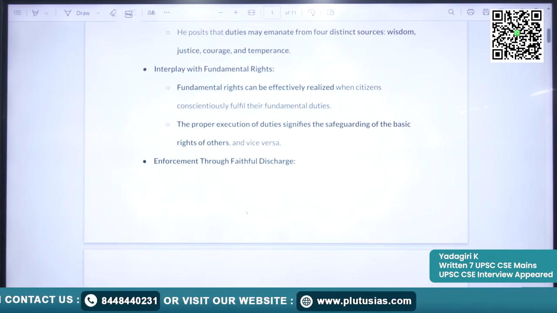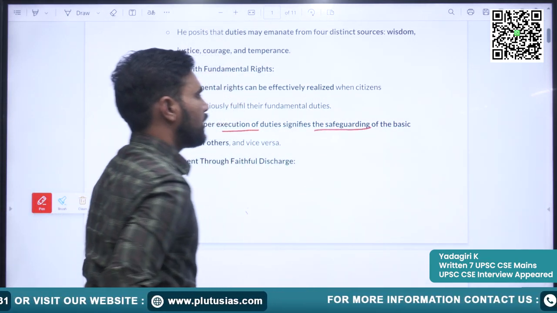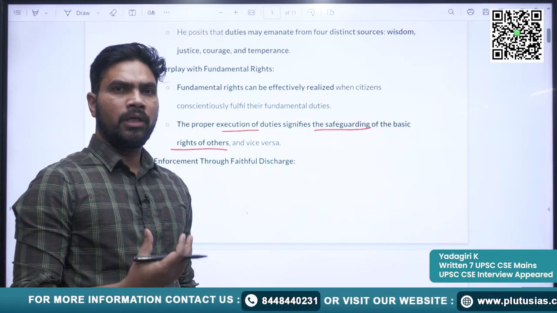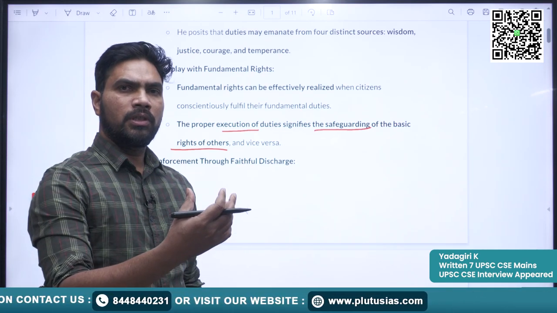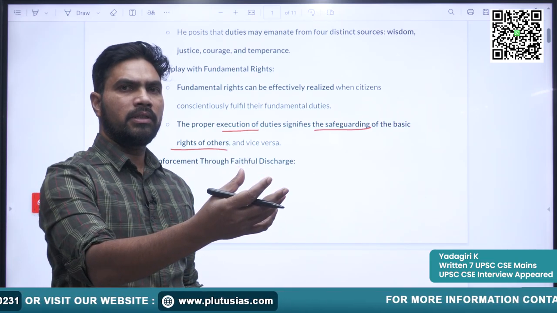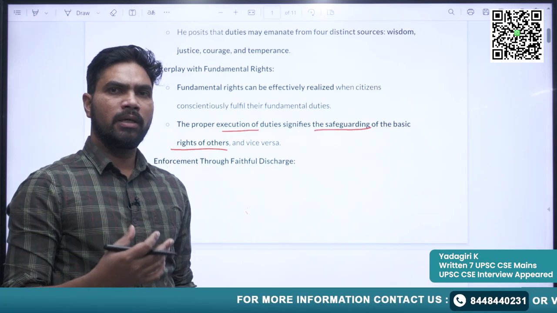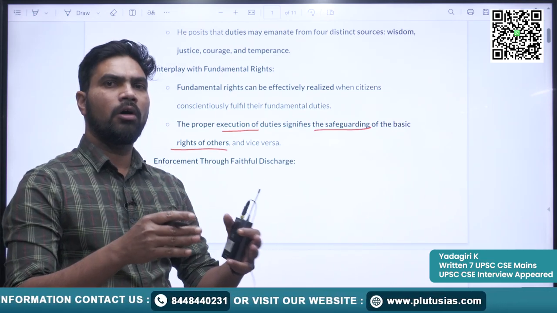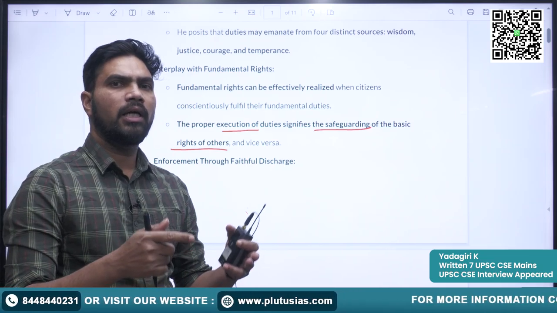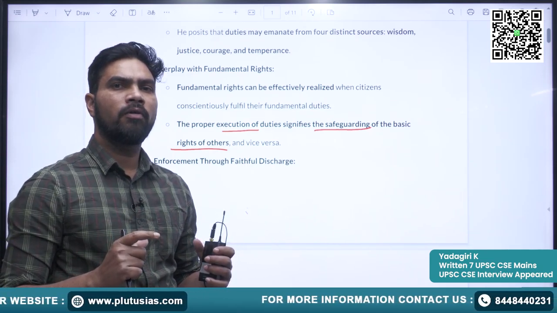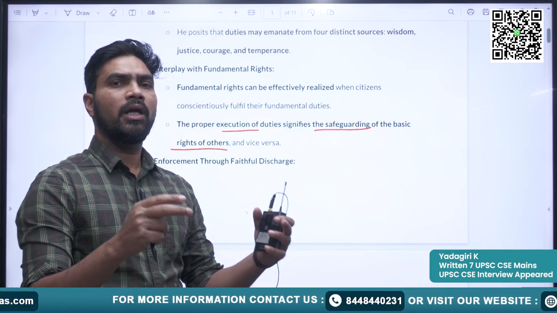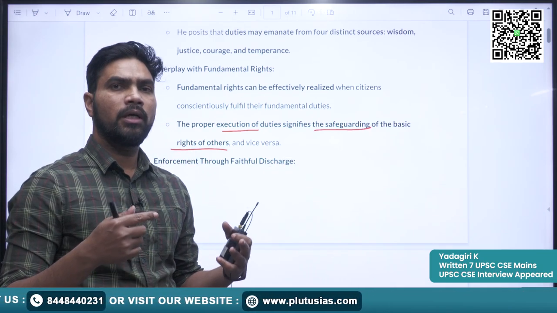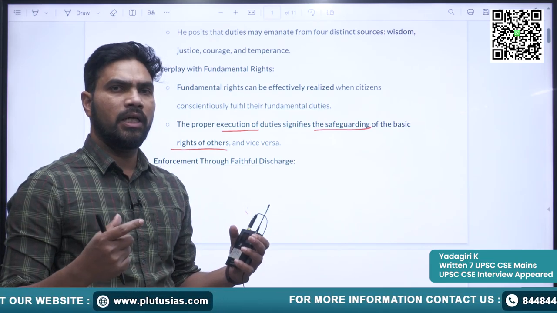Next, a proper execution of duties signifies the safeguarding of basic rights of others. So what it means? It means if I am performing my duty, another person's right is enforced. I mean, another person is realizing his right. For example, if I am following proper traffic rules, another person's right to move freely, move without hurdles, is being enforced. So this is the way. If I am performing my duty, another person's right is being enforced. If the another person follows his duty, my right is being enforced. So this is the beautiful blend of beautiful relation between fundamental rights and fundamental duties.